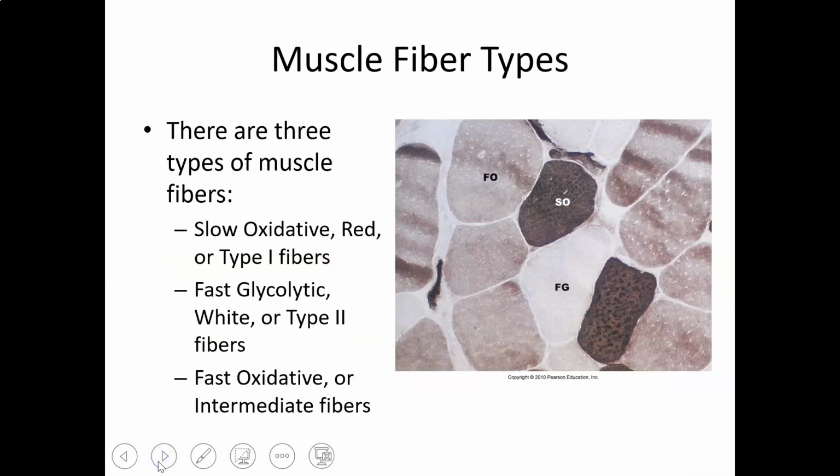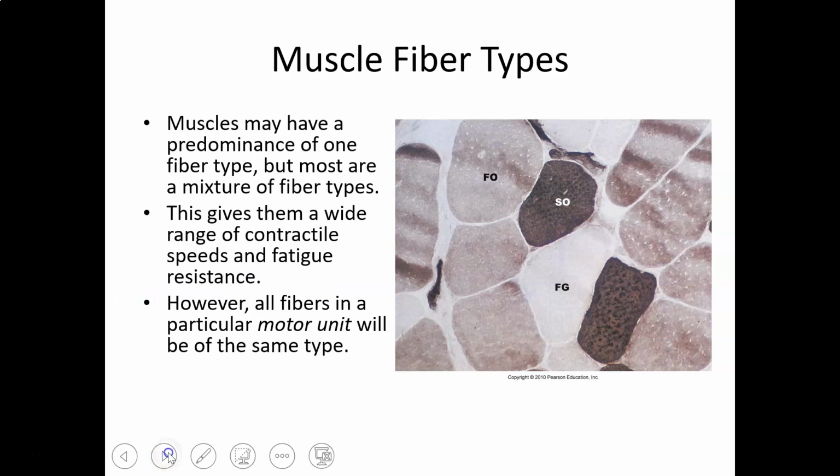All right, so 3 types of muscle fibers. Slow oxidative fibers are red fibers. Fast glycolytic fibers are white fibers. Fast oxidative fibers are intermediate fibers. And here in this cross section of muscle, you can see the 3 different fiber types. Muscles will be a blend of the 3 fiber types, even though some of them will have more of one or another.